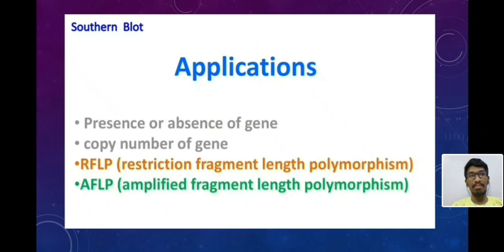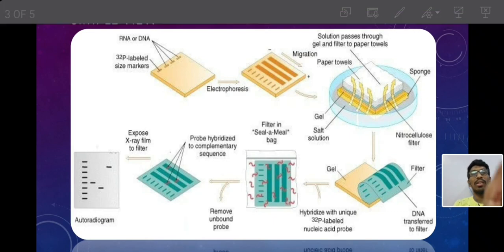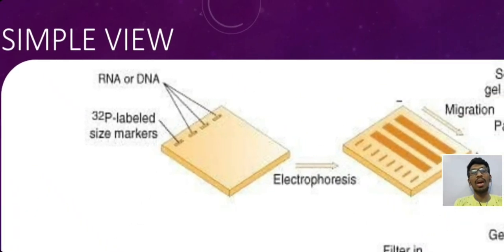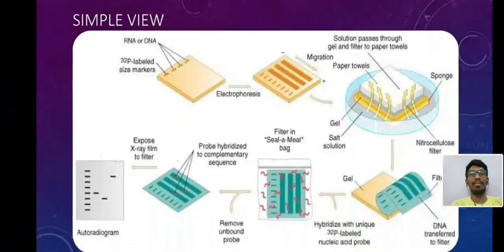Now we will go with a simple view of the Southern blotting technique. Here you can see, it's given RNA or DNA. In case of the Southern blotting technique, we can determine genomic DNA. In case of the Northern blotting technique, we can determine RNA.